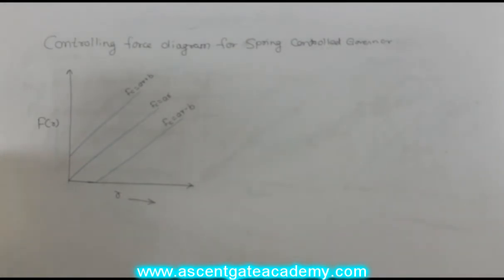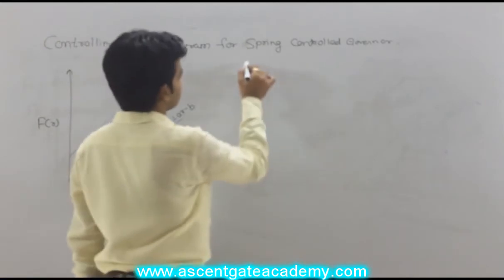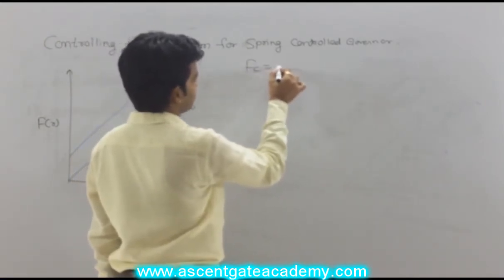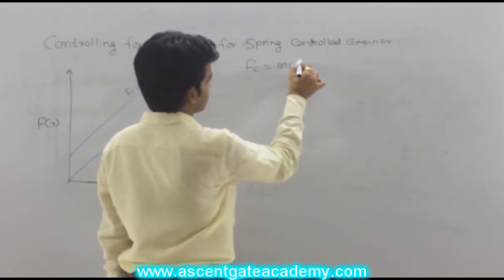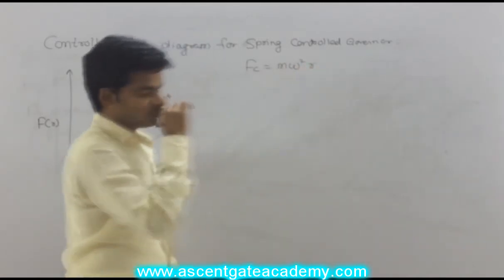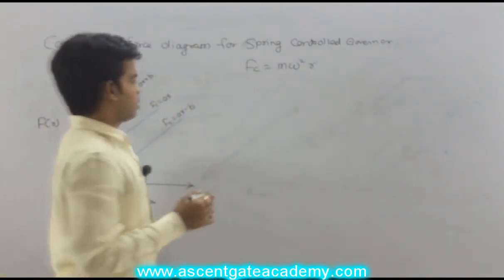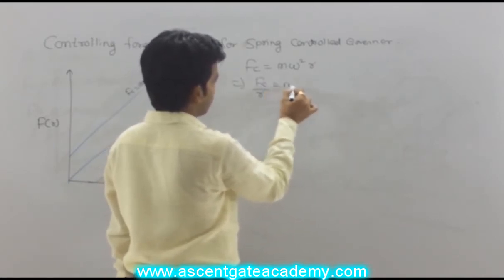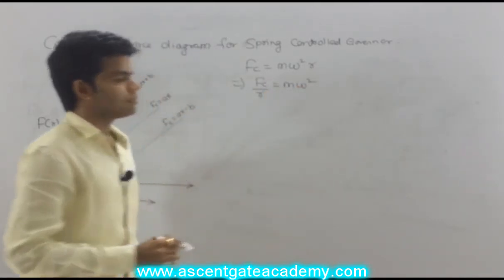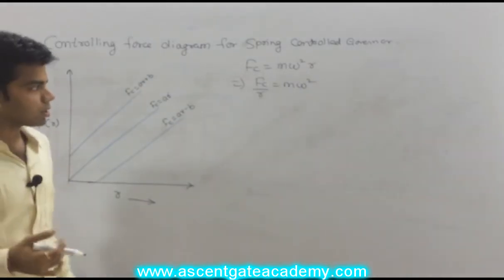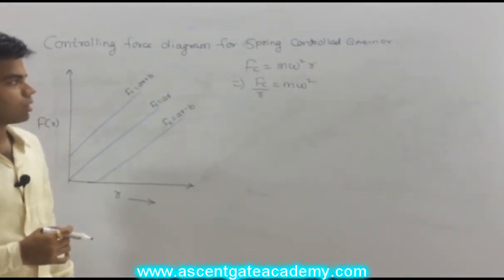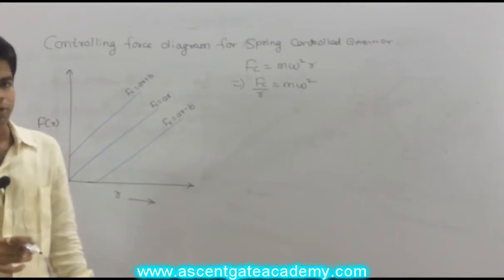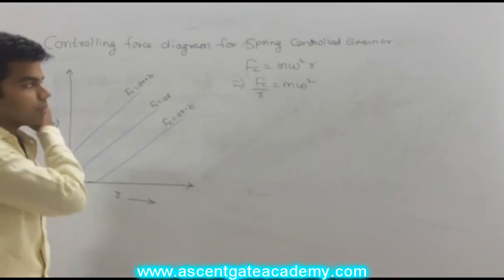Now let us analyze this. As we know, Fc, the centrifugal force, is equal to m omega square r. Or you can say Fc by r is equal to m omega square. Now let me take you in the reverse direction. Why are we getting such types of curves? Fc by r is equal to m omega square.